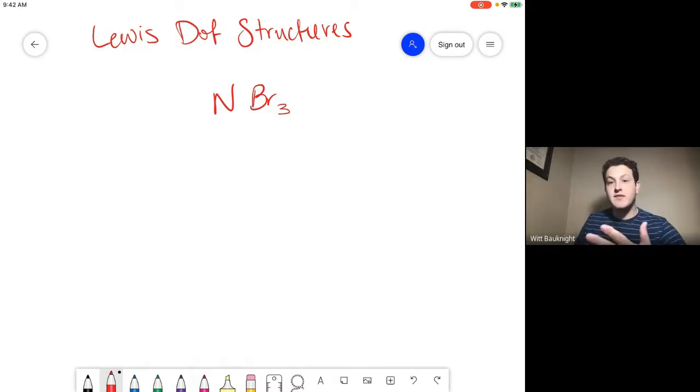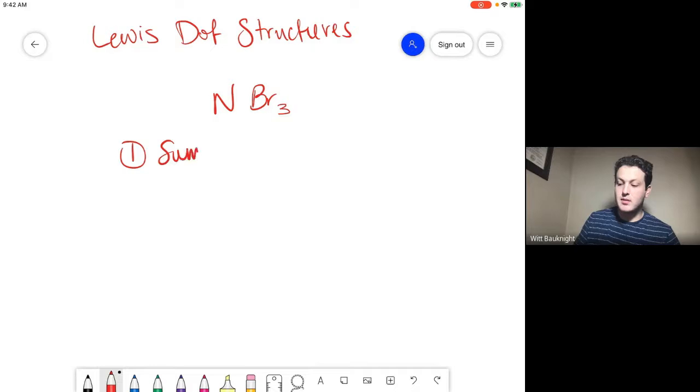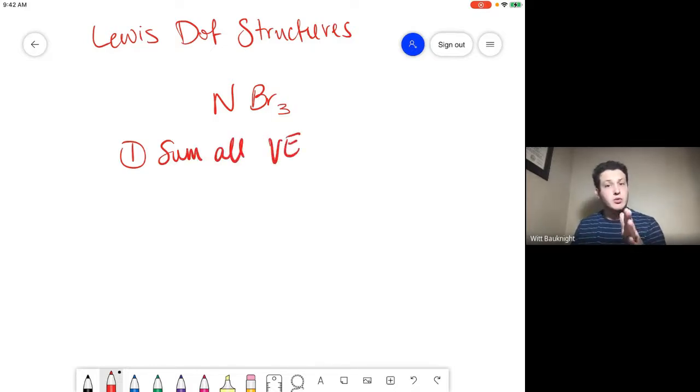Today I'd love to take a second and talk a little bit about my 5 steps for doing Lewis dot structures. So if you're on an exam, quiz, whatever, something calls for you to do a Lewis dot structure, there are 5 steps that I always go through that help me get through any structure. The first thing you need to do is sum all valence electrons. What I mean is go through the chemical compound, count up how many valence electrons there are.